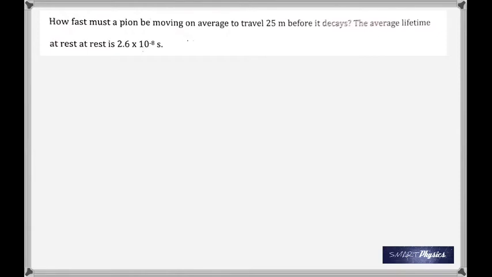How fast must a pion be moving on an average to travel 25 meters before it decays? The average lifetime at rest is 2.6 times 10 to the negative 8 seconds. So the pion is just born and it dies within 2.6 times 10 to the negative 8 seconds, which is a really small lifetime. And during that time, it's moving, and we have to find out how fast it should move to cover 25 meters during that time. Right, so velocity is distance divided by time.